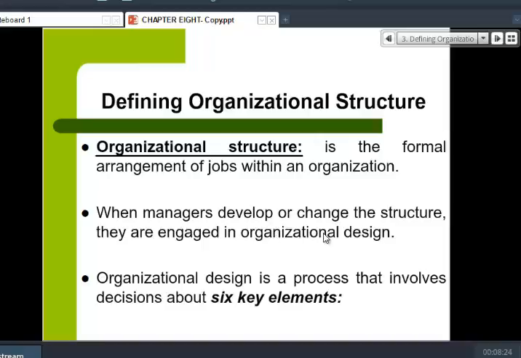So organizational design means change or develop. It could be developing the current structure, or, if the structure is bad enough, it can lead to changing the whole structure. Organizational design is a process that involves decisions about 6 key elements.